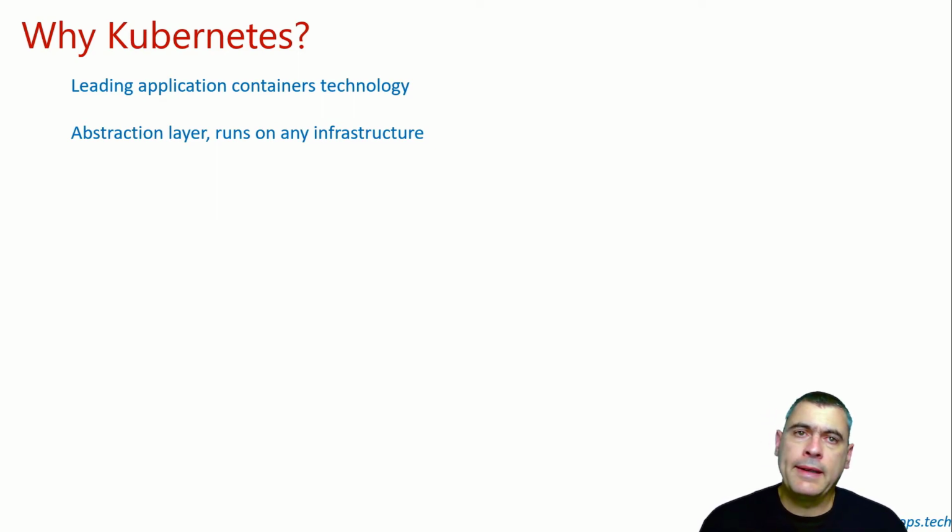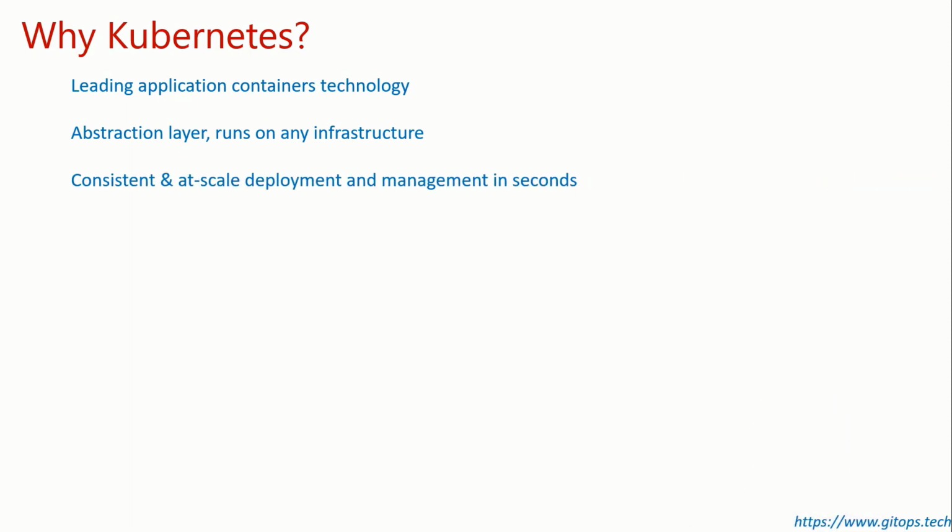So an Azure Arc deployment doesn't know on what physical infrastructure it's deployed. All it knows is that it interfaces with Kubernetes. The Kubernetes layer is doing the interface with the hardware. But from an Azure Arc perspective, it sits at a higher level. As I mentioned, Kubernetes provides a consistent and at-scale deployment experience within seconds.